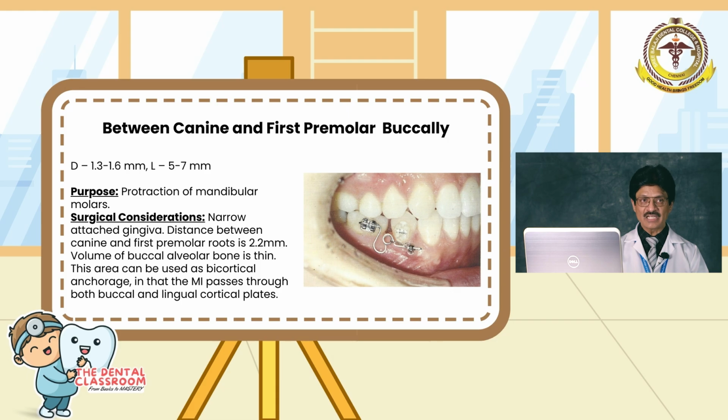But the surgical consideration here is that there is a narrow attached gingiva. The distance between the canine and the first premolar roots is 2.2 millimeters. The volume of the buccal alveolar bone is thin. This area can be used as bicortical anchorage. So what do we mean by bicortical anchorage? It means that the microimplant passes through both the buccal and the lingual cortical plates.